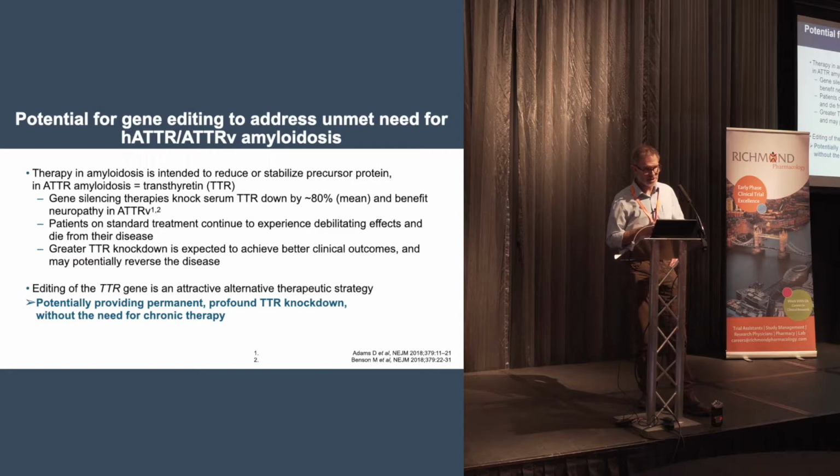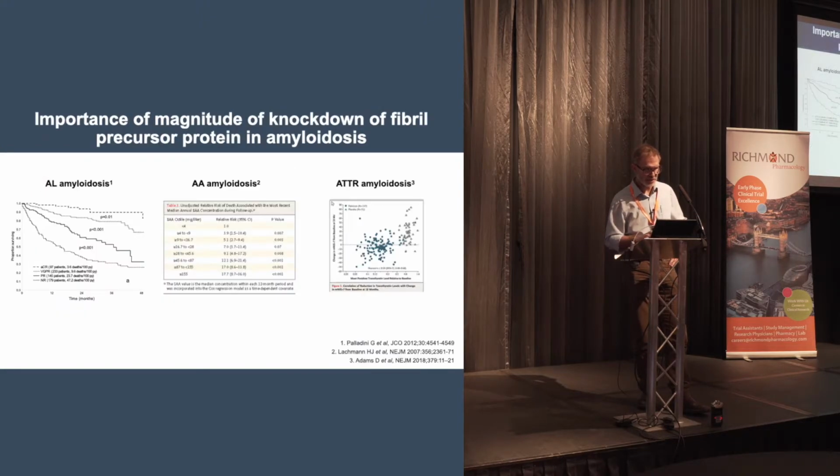Editing the TTR gene is a pretty attractive possibility in that it has the potential, of course, to provide permanent and profound TTR knockdown of greater than 80% after a single infusion. The gene silencing treatment, certainly patisiran, probably the more effective gene silencing treatment, needs to be given by intravenous infusion every 3 weeks for the rest of a patient's life. And there are pre-meds associated, so it's certainly not particularly convenient.